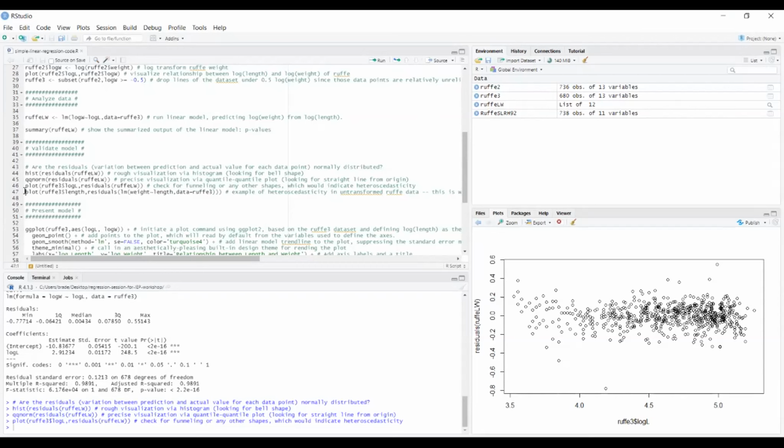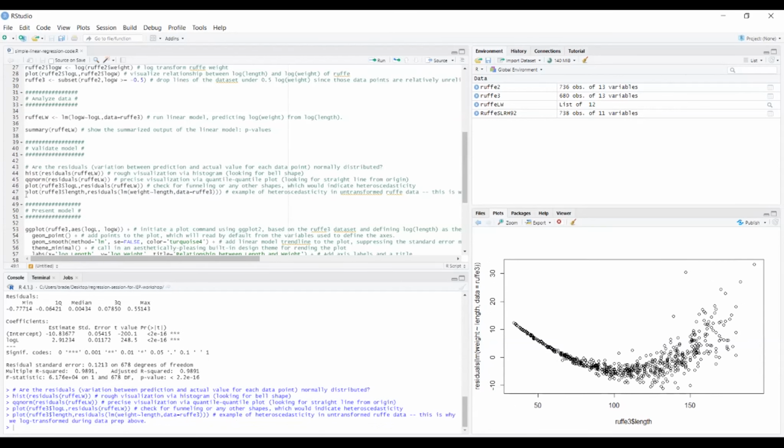For comparison, on line 47 here, let's run a linear model simply relating weight and length untransformed. So predicting weight by length, and take the residuals of that model and plot them against length. So the same plot that we're looking at in the bottom right now, but if we had not transformed the variables in the first place.